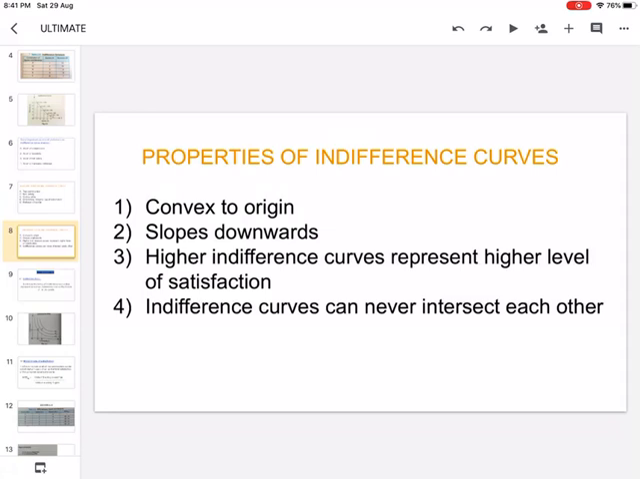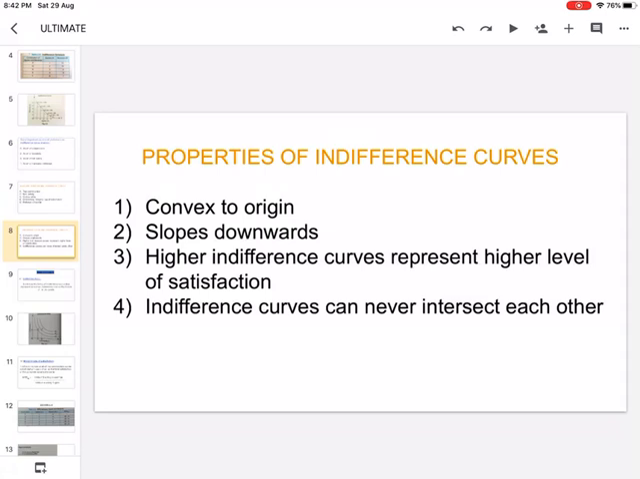Higher indifference curve represents higher level of satisfaction. That is obviously so, because higher indifference curve means higher combination of 2 goods. Obviously, it will give him more satisfaction than any combination of goods at a lower indifference curve. And indifference curves can never intersect each other. Now, each indifference curve represents different combinations of the 2 goods, right? And these different combinations of 2 goods on different indifference curves give different levels of satisfaction.